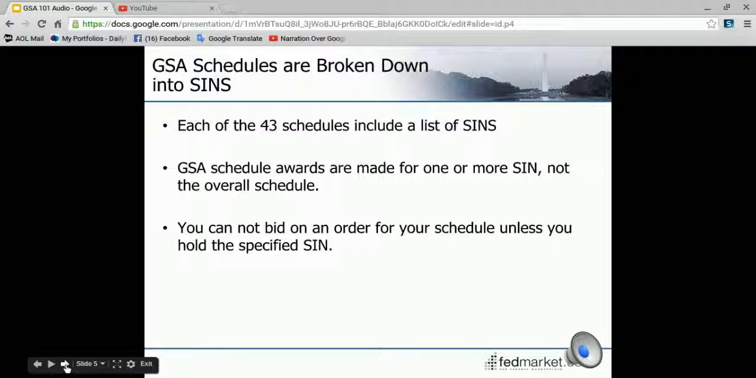GSA schedules are broken down into SINs. Each of the 43 schedules include a list of SINs. GSA schedule awards are made for one or more SIN, not the overall schedule. You cannot bid on an order for your schedule unless you hold the specified SIN.